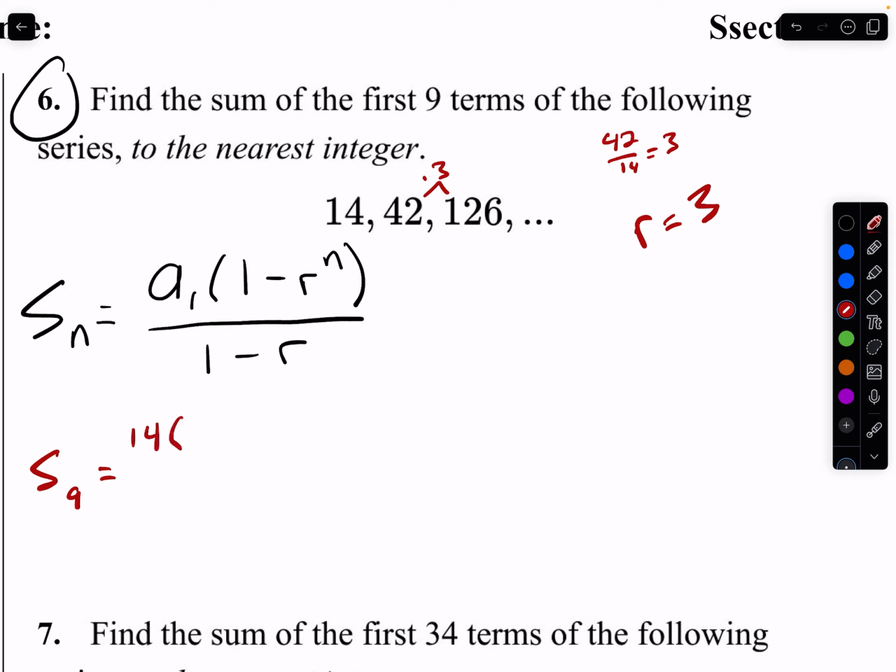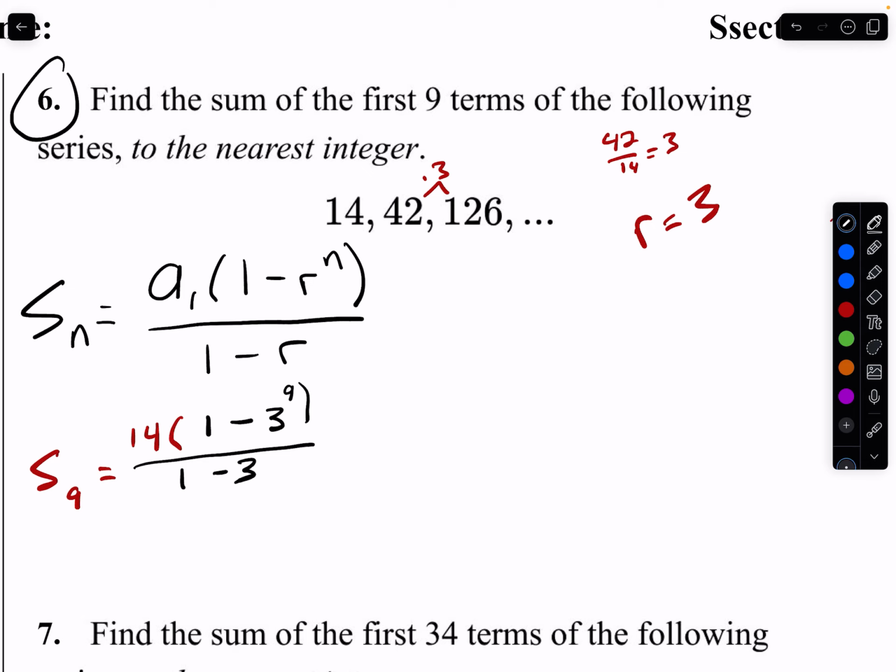And now I'm going to substitute in what I know. 1 minus, I know the ratio is 3. I know I'm looking for 9, so that's raised to the 9th power. All over 1 minus the ratio, and the ratio is 3.